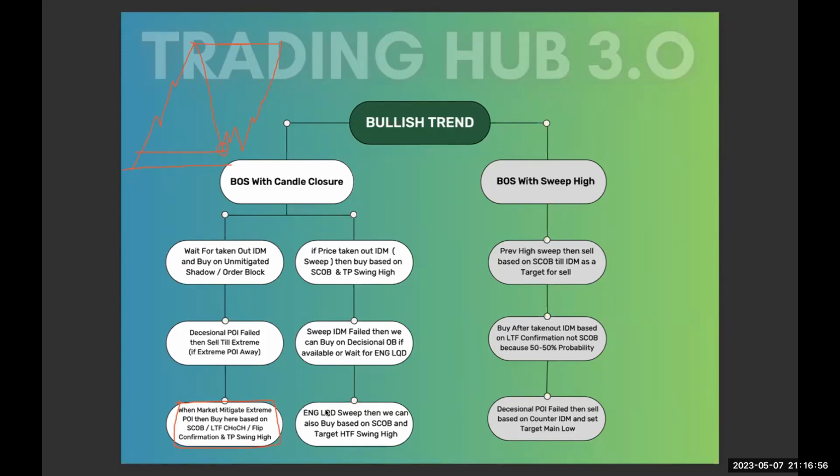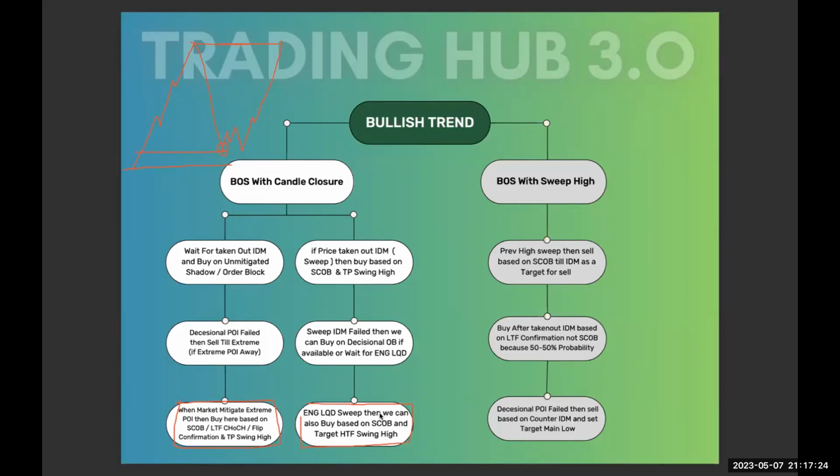And the next one, instant liquidity sweep. In a sweep scenario, then you can also buy only single candle order block. Target a higher time frame swing high. In this case, you don't need to wait for chalk or flip because the instant liquidity is a sweep here. Instant liquidity, inducement, main high low. If sweep, then you can buy or sell based on only single candle order block. You don't need to wait for chalk flip or anything.